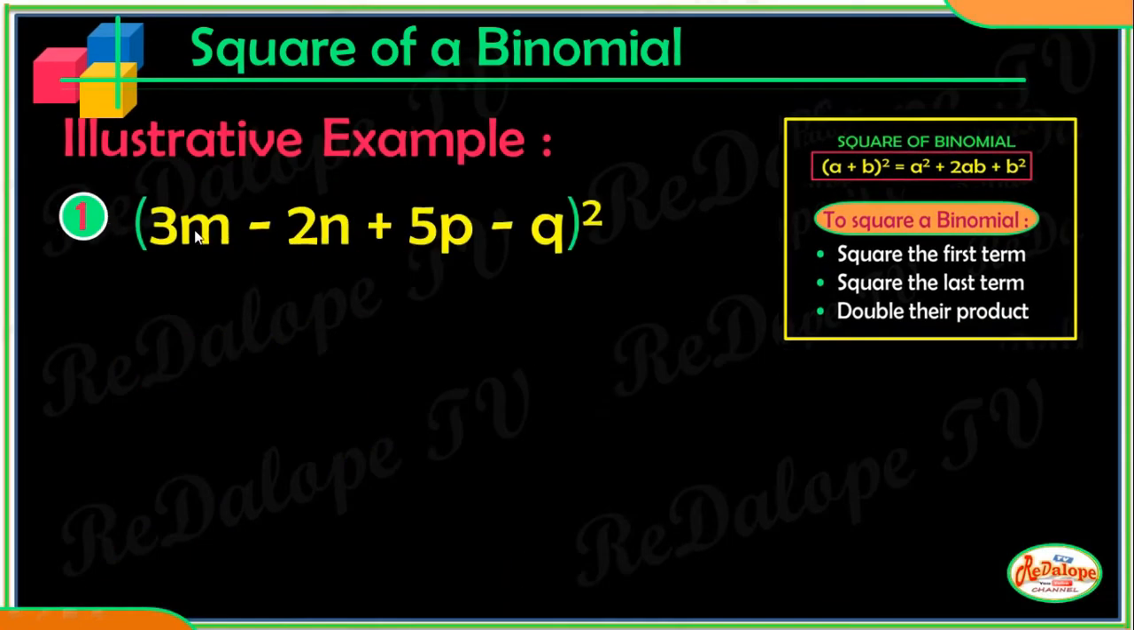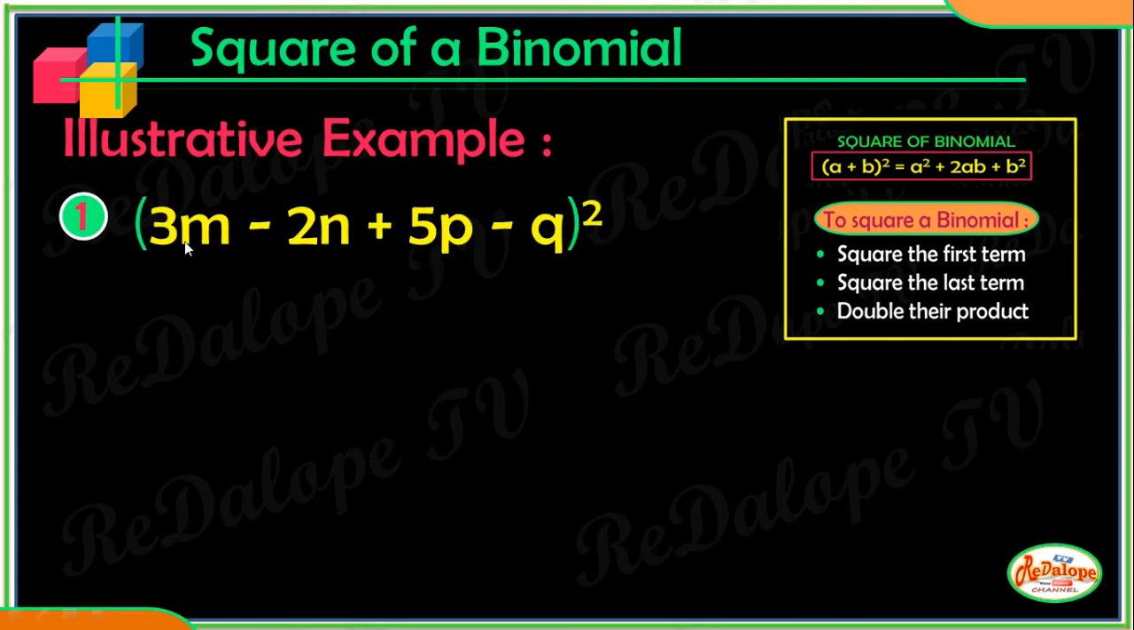Now another example. What if you are given a quadrinomial, meaning the given expression is not a binomial, that is being raised to square? So how do we solve it? We cannot exactly use this formula, the square of a binomial, but we can transform this quadrinomial expression into a binomial square using grouping.